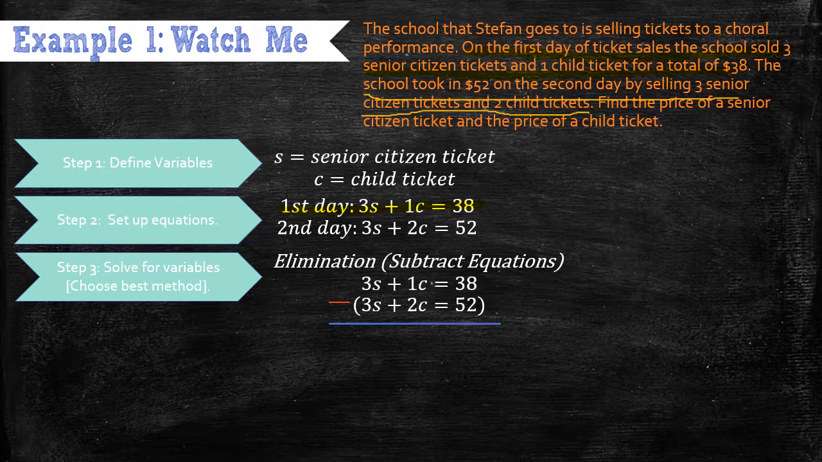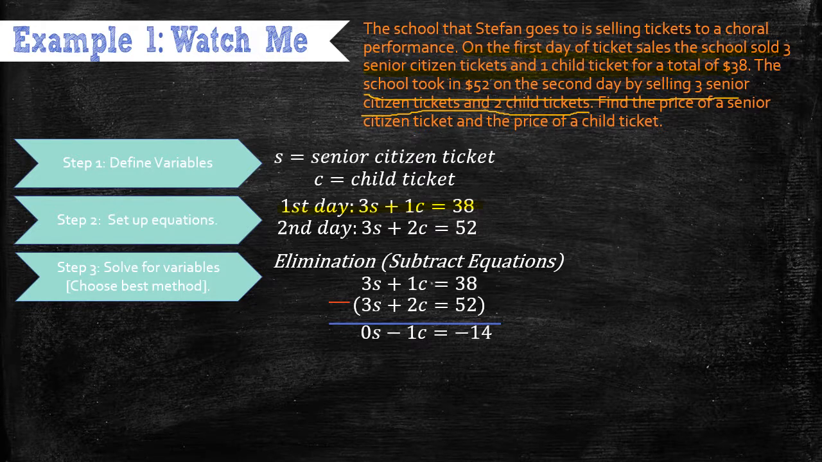You can choose whatever method you'd like. I've chosen to use elimination because these are both set up in standard form. My S variables already have the same coefficient. They both have those 3's, but I'm going to go ahead and change the bottom equation to a negative so that I can subtract or eliminate my S's.